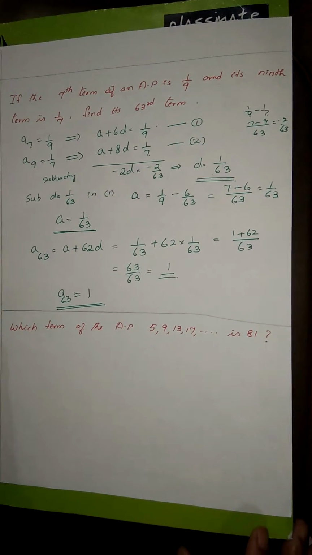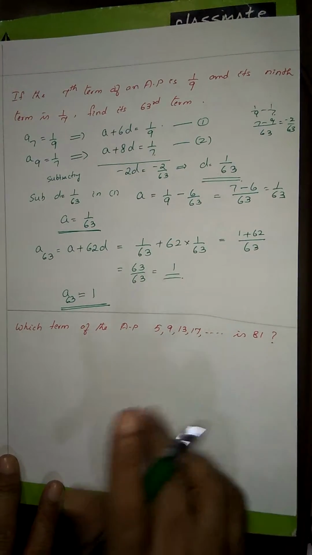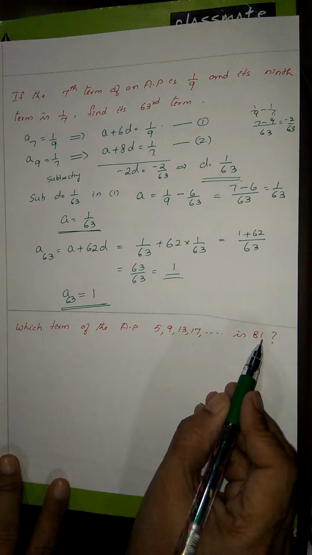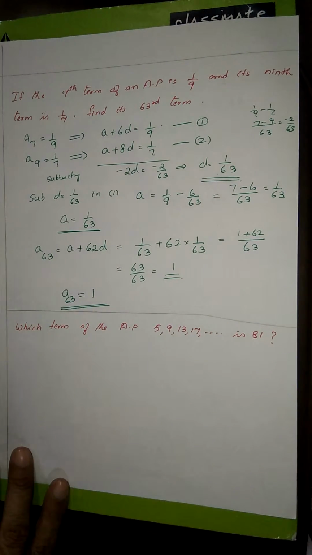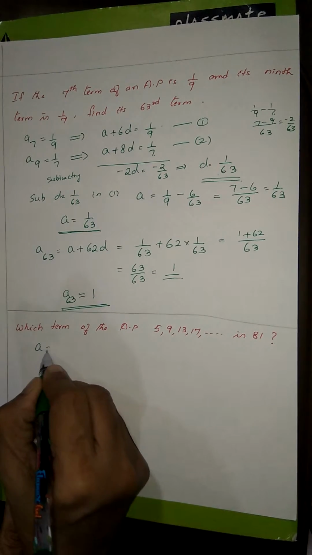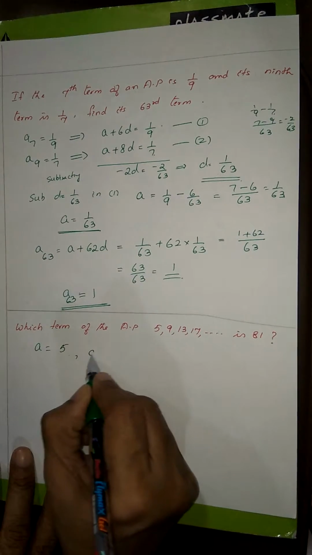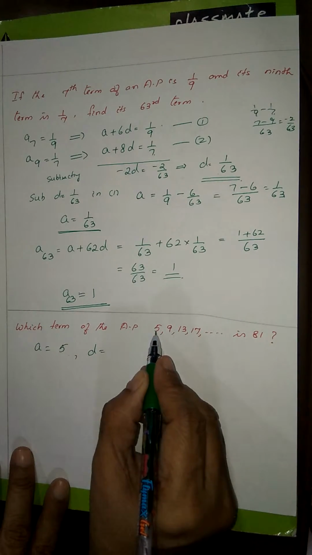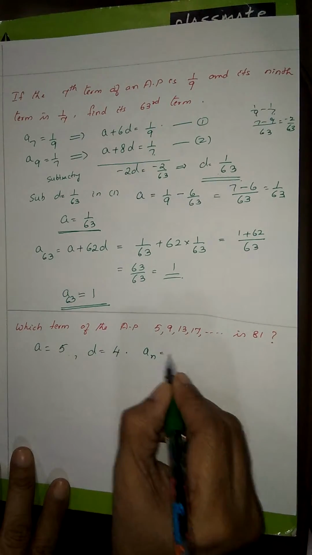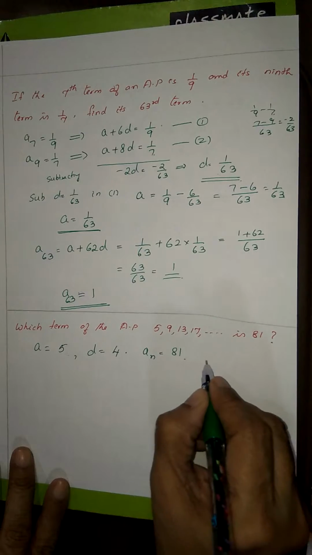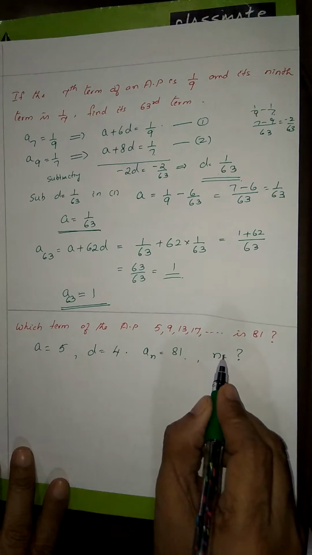Which term of the AP 5, 9, 13, 17 is 81? So it is given 81 is the nth term, so we have to find n. So a is equal to 5. Then d is equal to 9 minus 5, that is equal to 4. And then an is equal to 81. So now we have to find which term it is, that is, we have to find n.